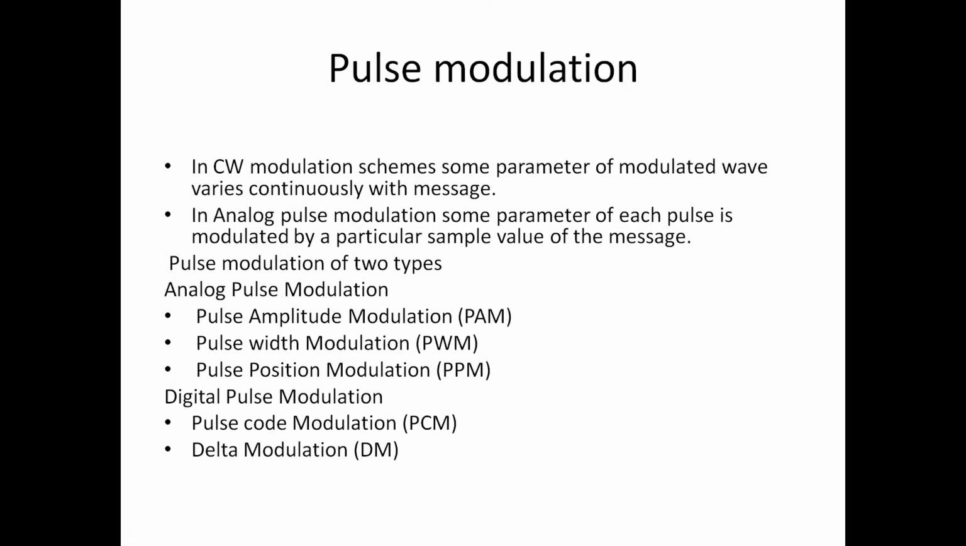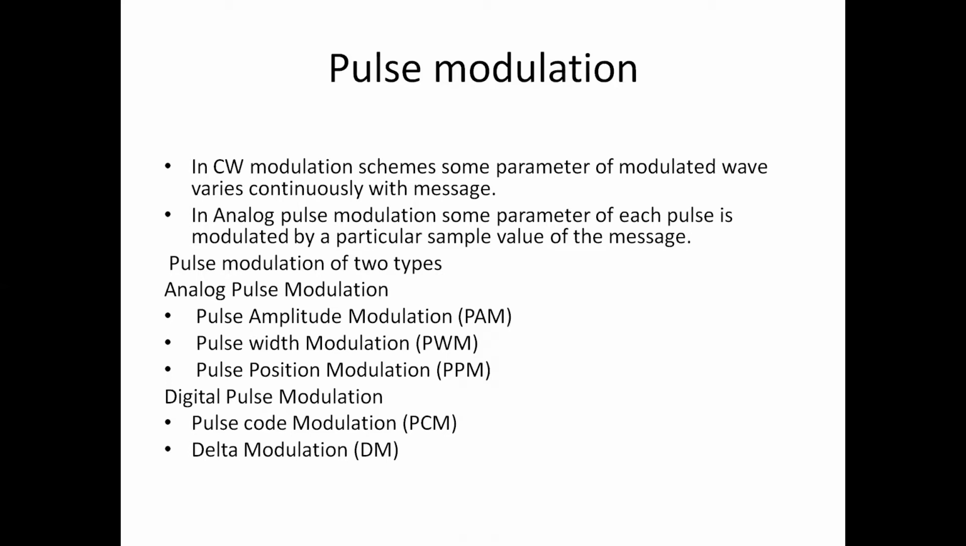First of all, why do we require pulse modulation? That needs to be understood. In continuous wave modulation schemes, some parameter of the modulated wave varies continuously with the message, and that results in improved performance in terms of noise reduction. In analog pulse modulation, however, some parameter of each pulse is modulated by a particular sample value of the message. Thus, we can classify pulse modulation into two types basically. One is the analog pulse modulation, another is digital pulse modulation.